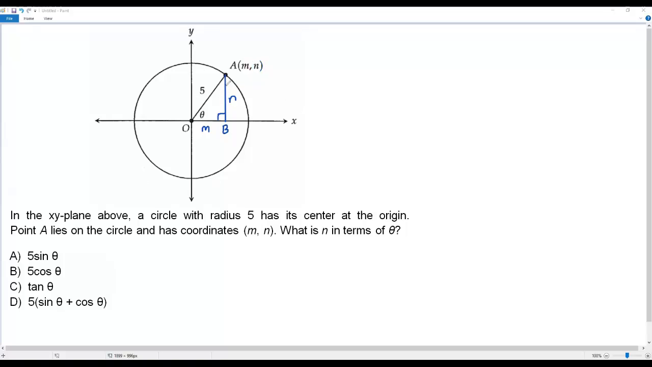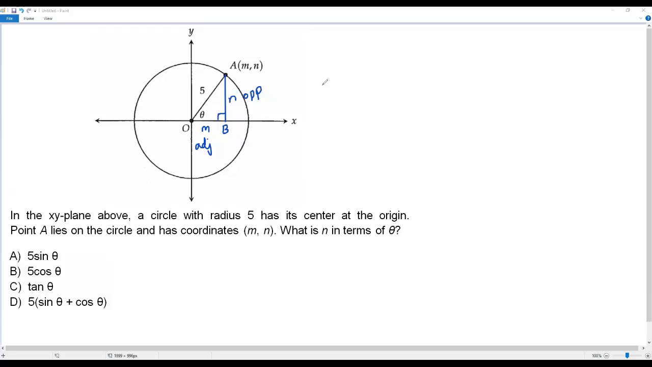We have to understand the names of the sides of this right triangle. Always, the side which is across from the right angle is the hypotenuse. So OA, the radius of the circle, is the hypotenuse of this right triangle OAB. Since we have theta over here, the side which is opposite to theta is called the opposite side, and the remaining leg is called the adjacent side. Our aim is to find the length of the opposite side, that is n, in terms of theta.